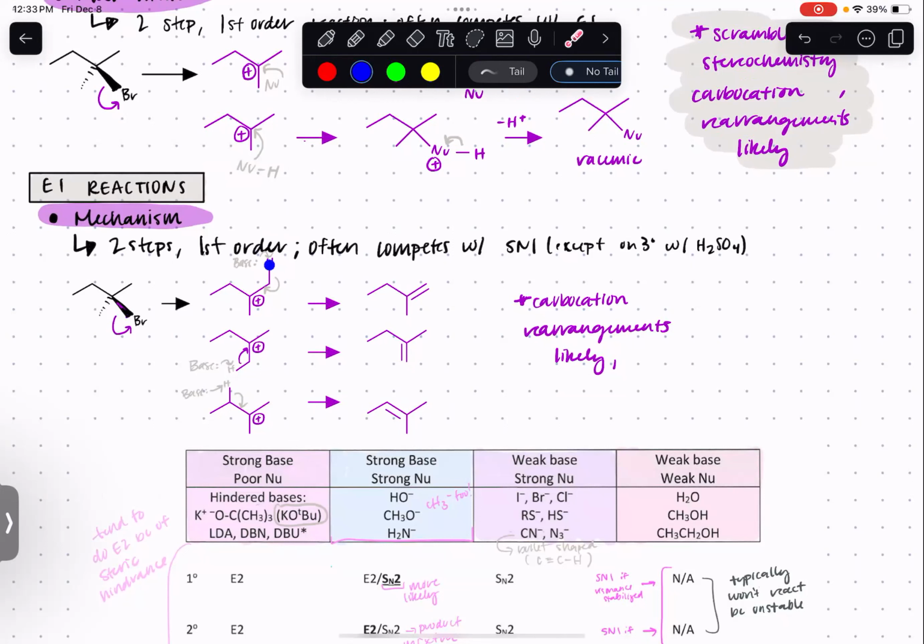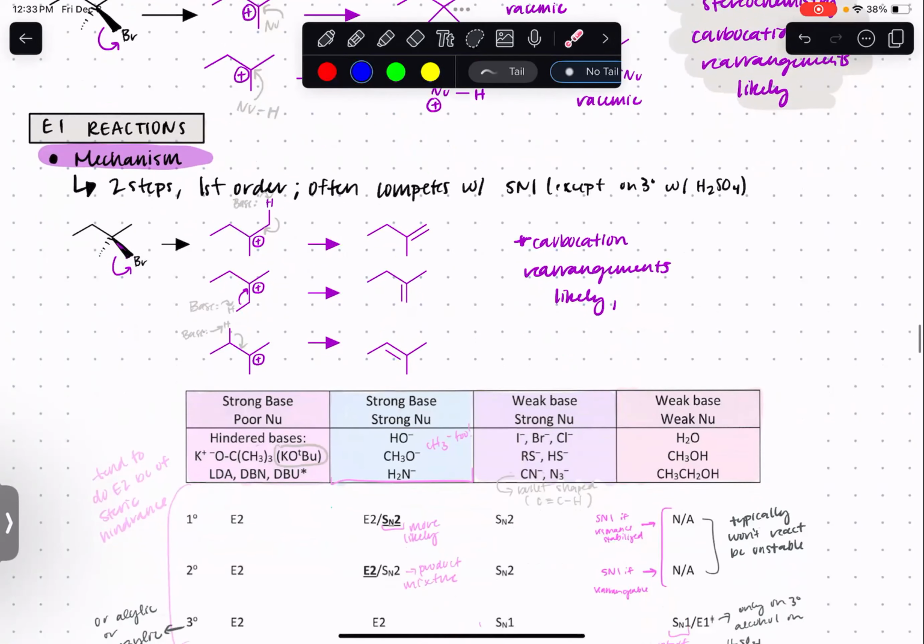So a strong base will come in, pull those off, and then our double bond will form in between where the hydrogen was bonded and the carbocation. So this one will form here. This one will form here. And then this one will form here in the middle. And again, with these, carbocation rearrangements are likely.